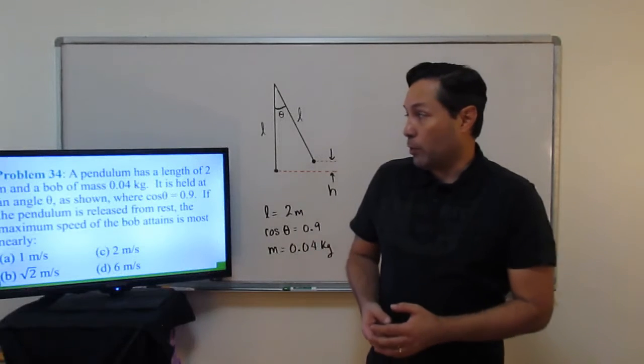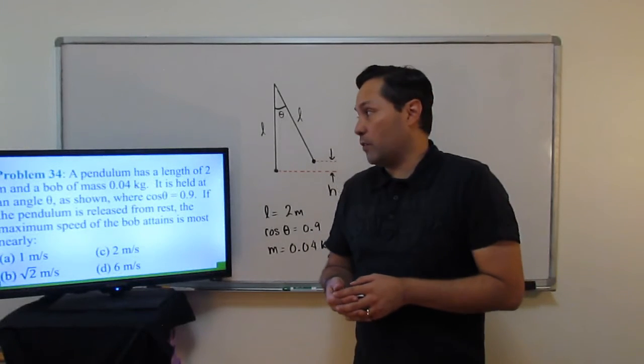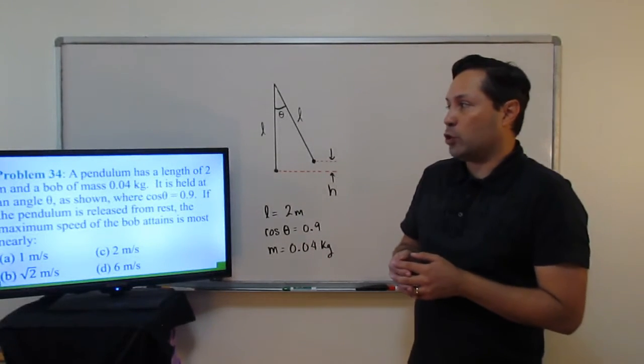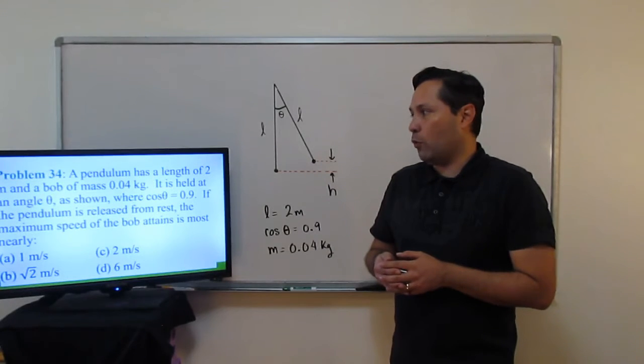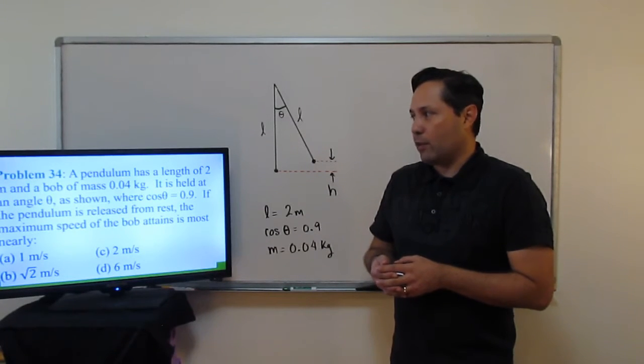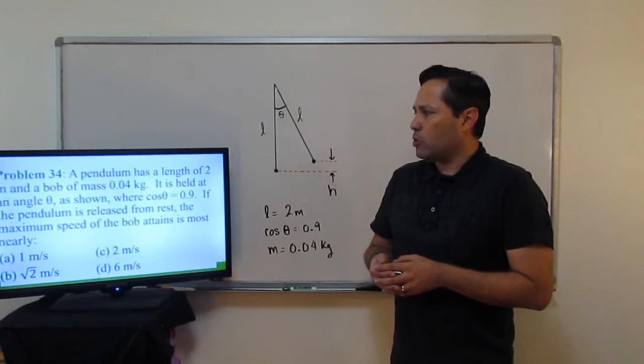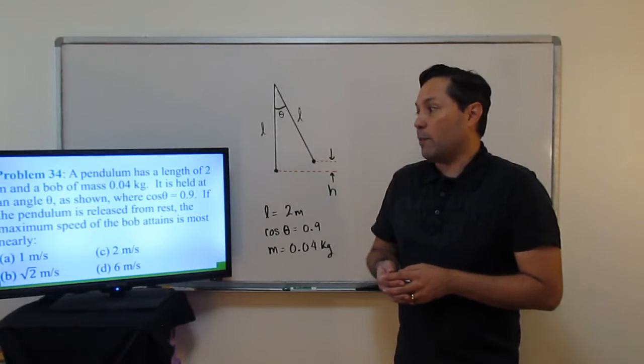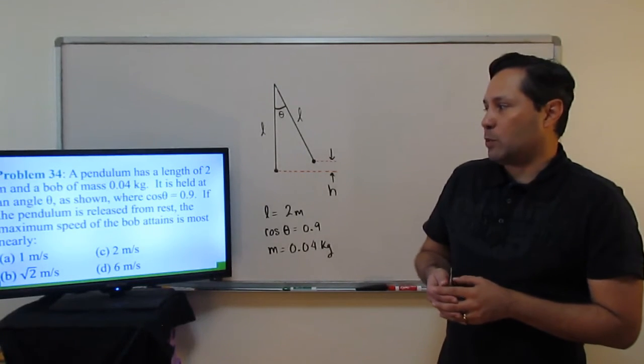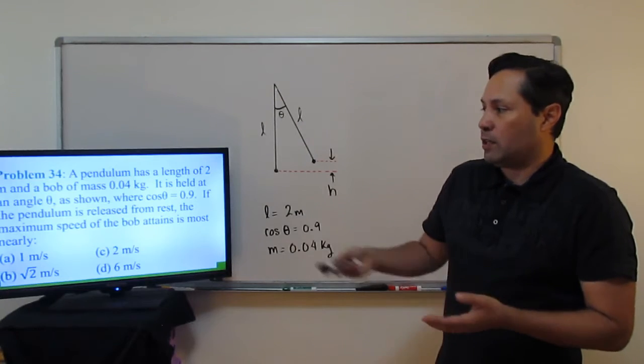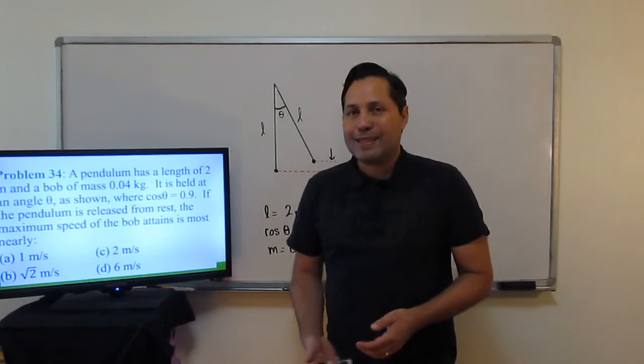Up next for us is problem number 34. In this problem, they ask the following. A pendulum has a length of 2 meters and a bob of mass 0.04 kilograms. It is held at an angle of theta, shown, where cosine of theta equals 0.9. If the pendulum is released from rest, the maximum speed of the bob attained is most nearly which one of these: A, B, C, or D?